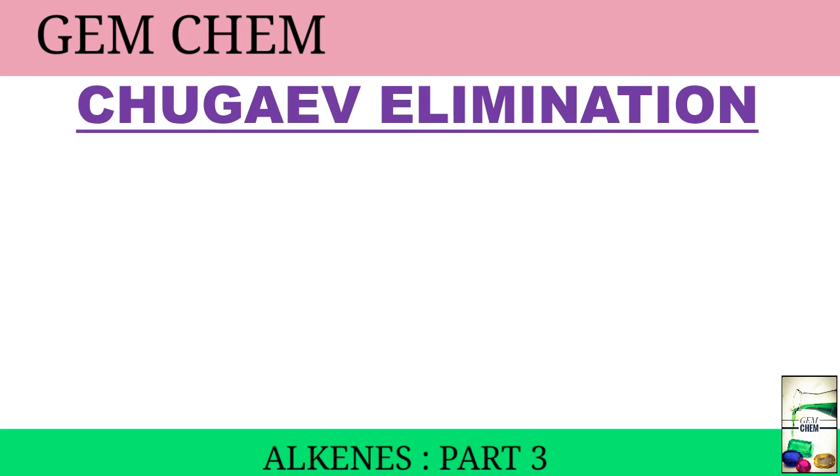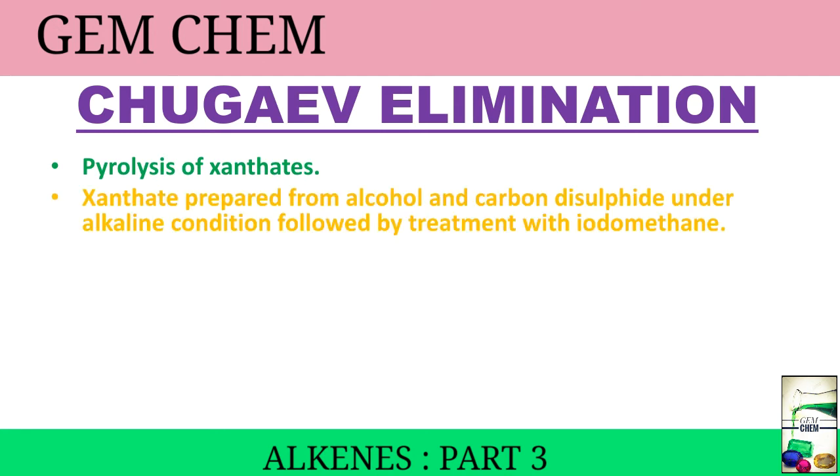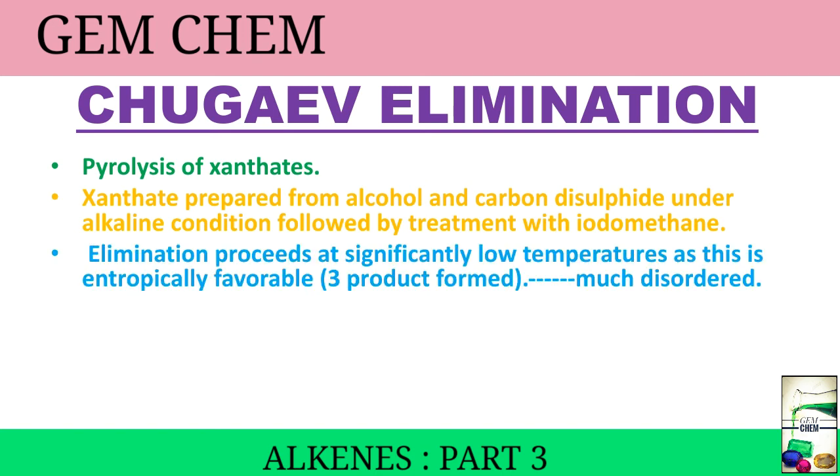Now we will see what is Chugaev elimination. This is a special case where pyrolysis of xanthates occurs. Xanthates are prepared from alcohol and carbon disulfide under alkaline condition followed by treatment with iodomethane. Elimination proceeds at significantly low temperatures as this is entropically favorable.